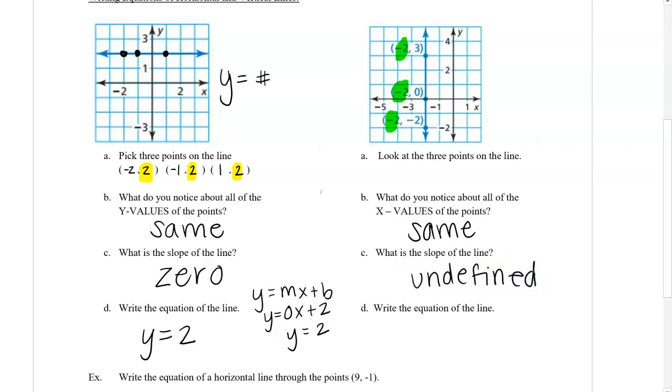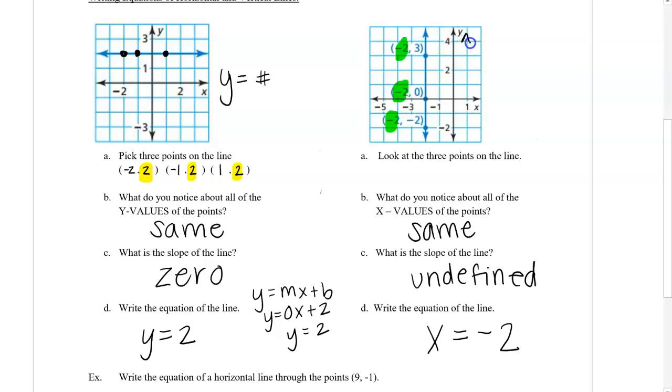Because the slope of the vertical line is undefined, it would be difficult for us to put that in y equals mx plus b because you can't just write undefined as a slope. So instead what we do is we say the equation of the line, because the x values are always the same, x is always equal to -2 for this particular line. So the equation is x equals -2.